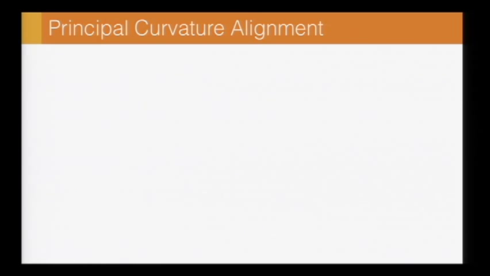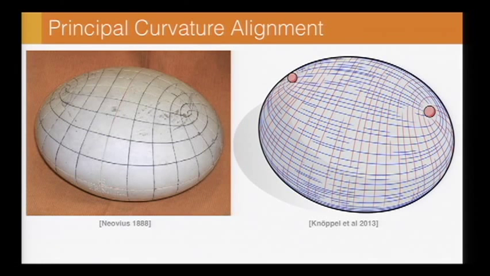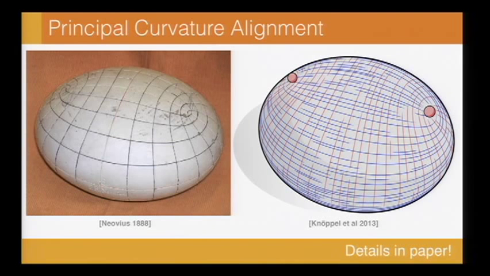So what directions might you want to align with? Well, one natural choice is the directions of principal curvature. So here's a classical example, the principal curvature network on an ellipsoid, and here's what we get using our method. And I'm not going to go into detail about just how we do that. They're all in the paper. But the key point here is that it's just a very simple closed form expression involving a local stencil. So we don't have to do any kind of filtering of curvatures or thresholding of curvatures or anything like that.